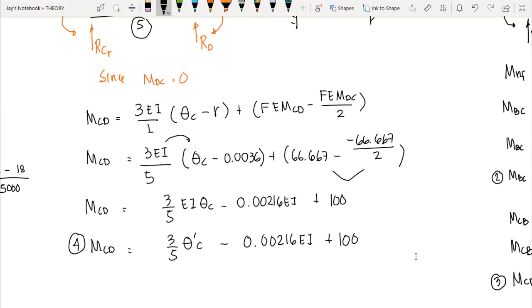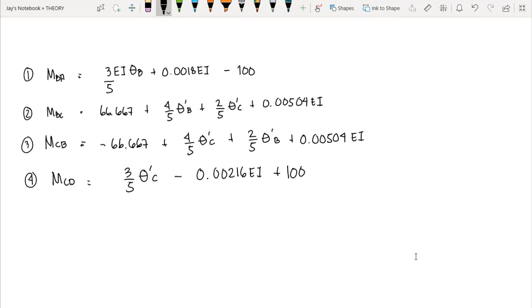Okay, so we have now 4 equations. So initially we have 4 equations. We have MBA, MBC, MCB, and MCD. But take note, we have how many unknowns here?